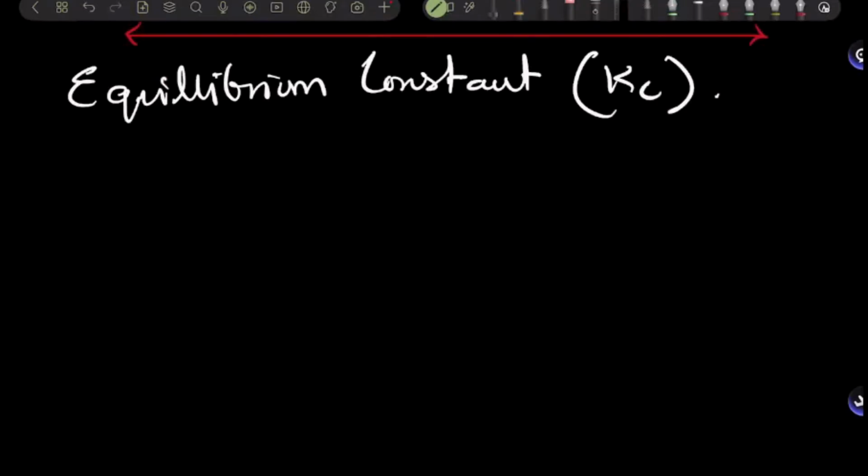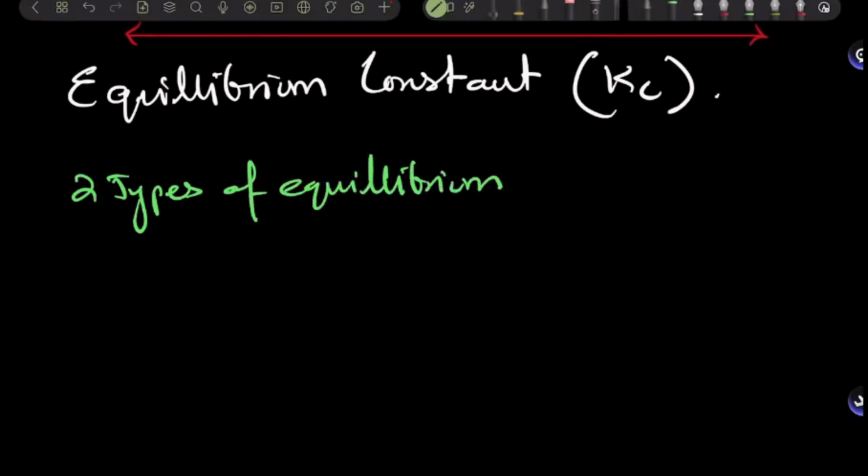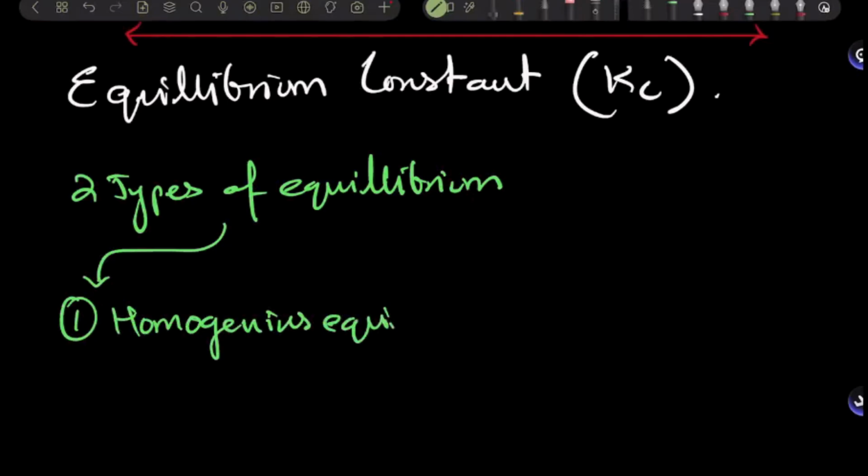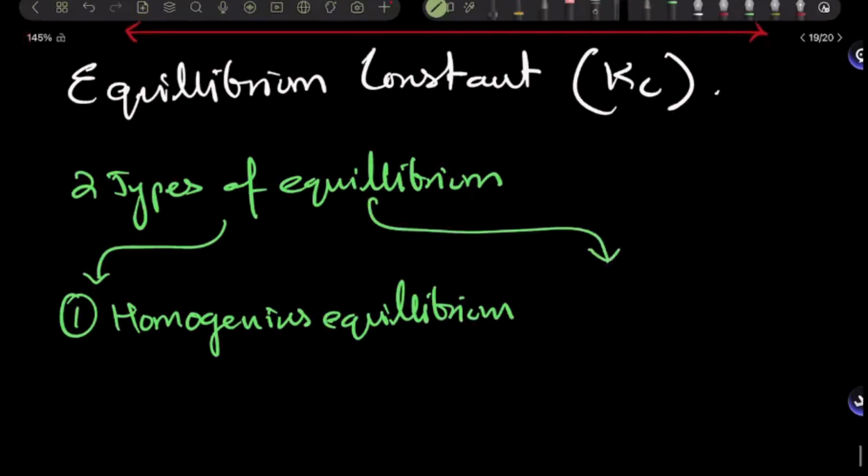All right, so Kc is an equilibrium constant, and it can be written for two types of equilibriums. So first we'll have to figure out what two types of equilibriums can exist. The first type of equilibrium is known as a homogeneous equilibrium. And the second type is the heterogeneous equilibrium.